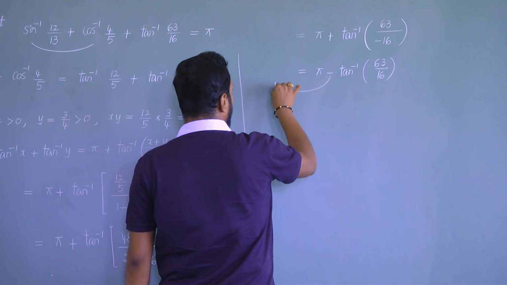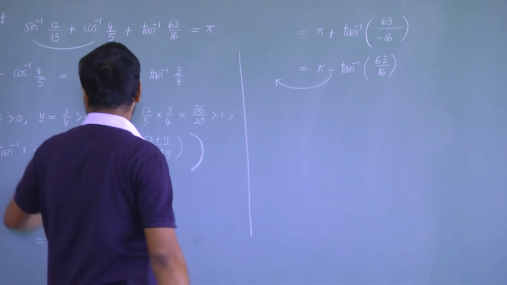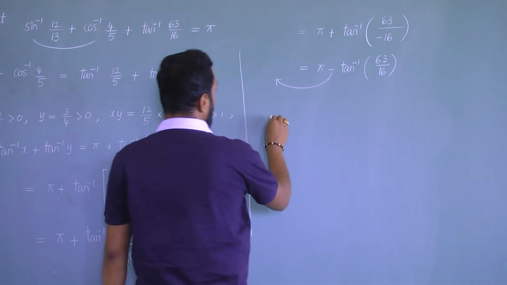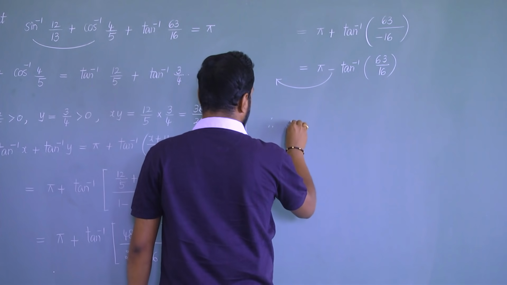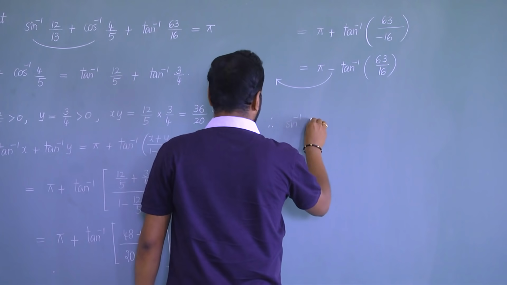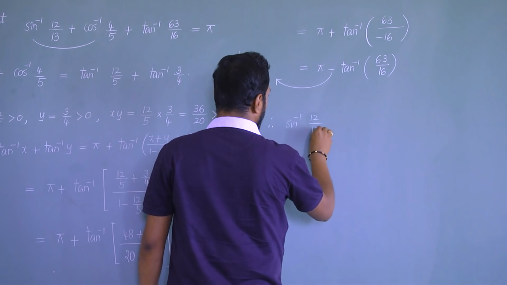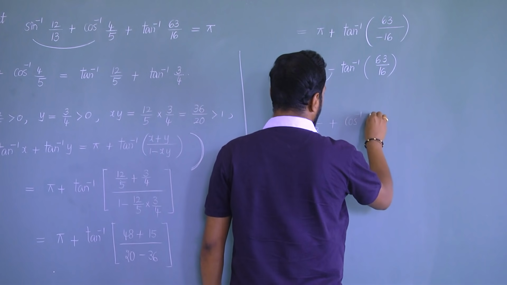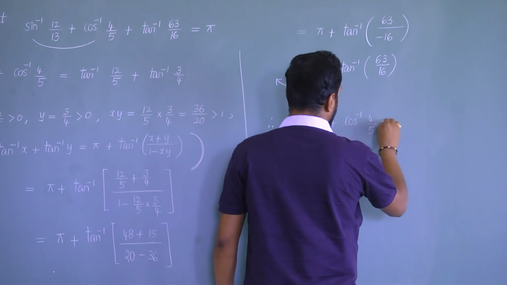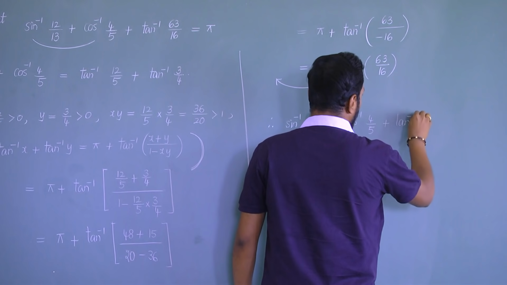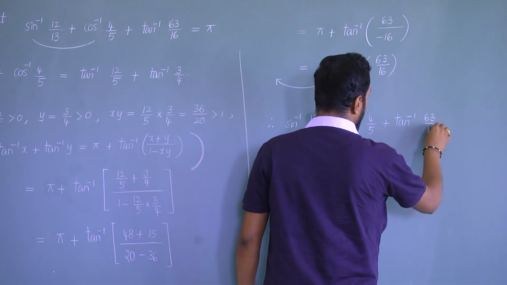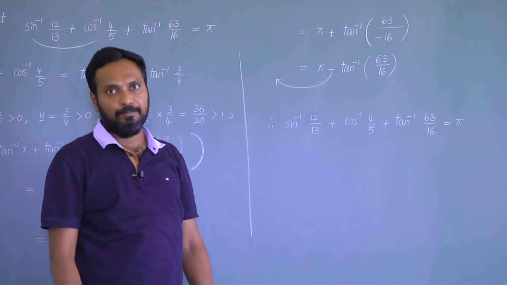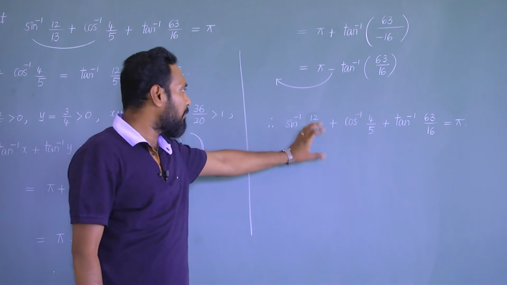If you take this minus term to the left hand side, you have already these two terms. So you will get, therefore, sin inverse 12 by 13 plus cos inverse 4 by 5 plus tan inverse 63 by 16 equals pi, which is the required result.